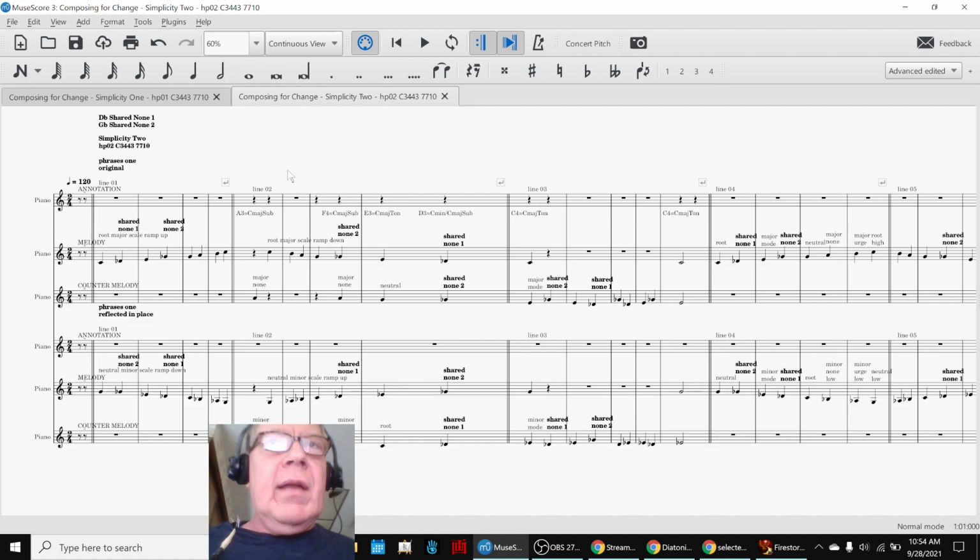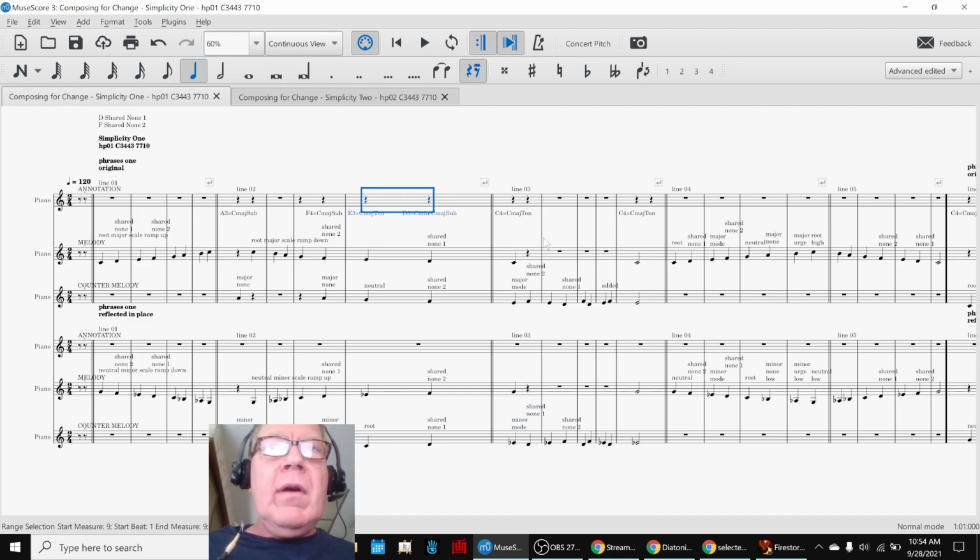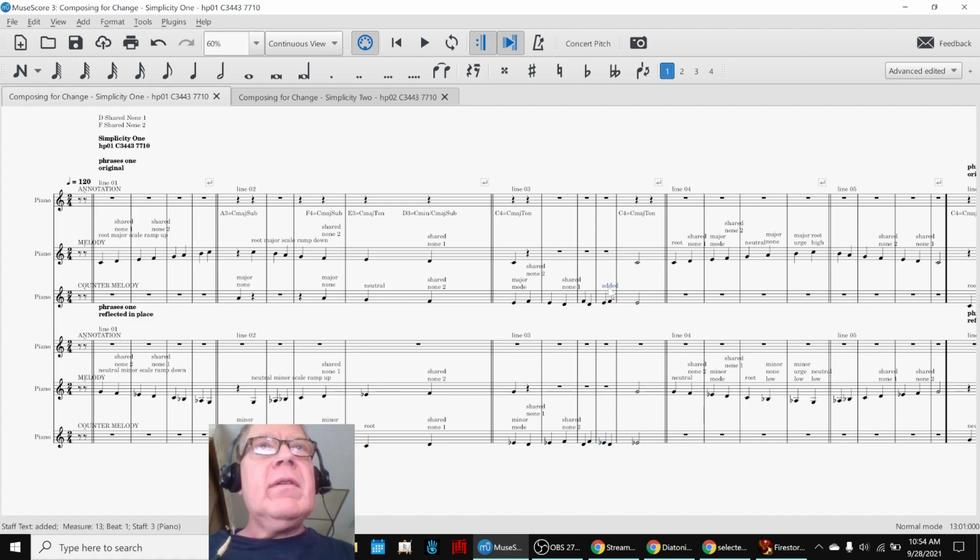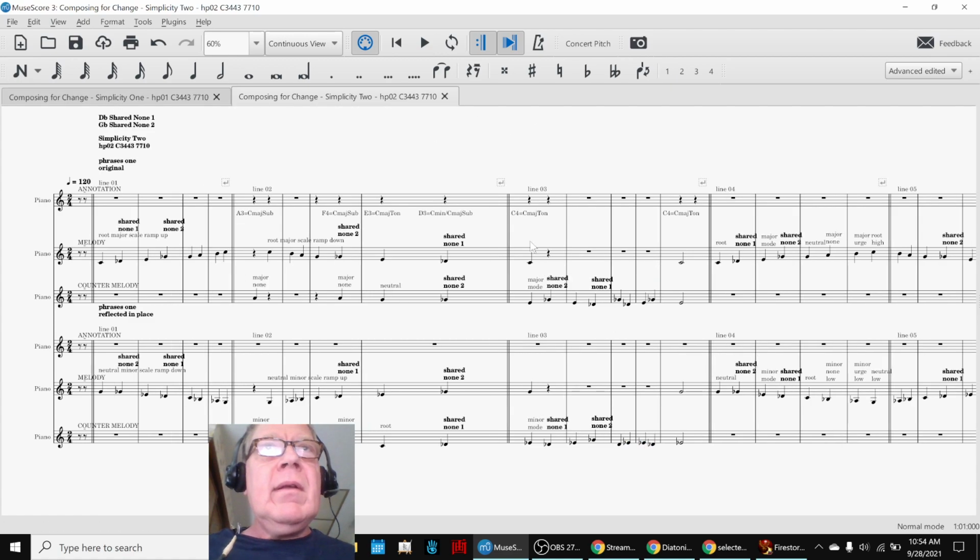So we got that done, and we dutifully copied them from the upper row where it says added, to the lower row, which is the reflected in place. And then we dutifully did that over here with the second version of the pentatonic scale or heptatonic scale, and we did that. So that's all done.